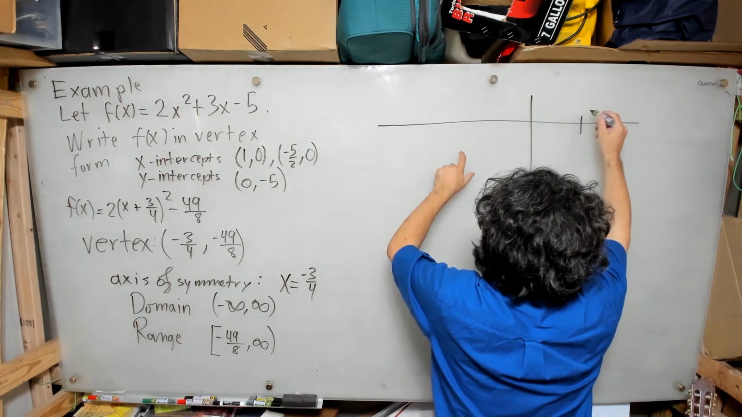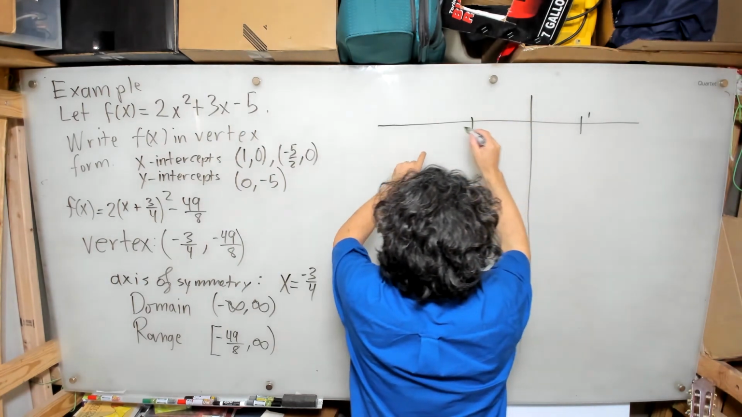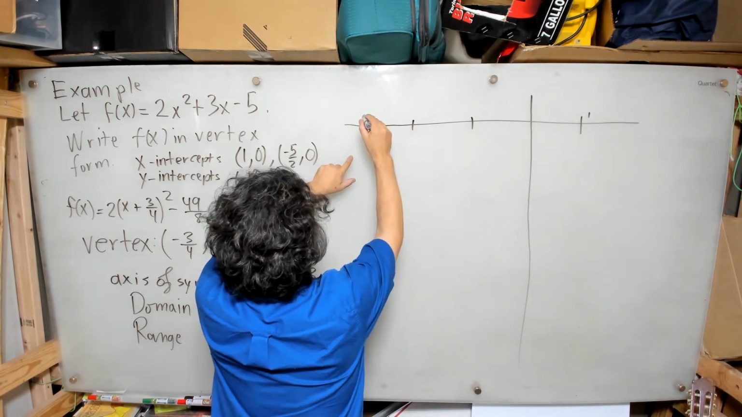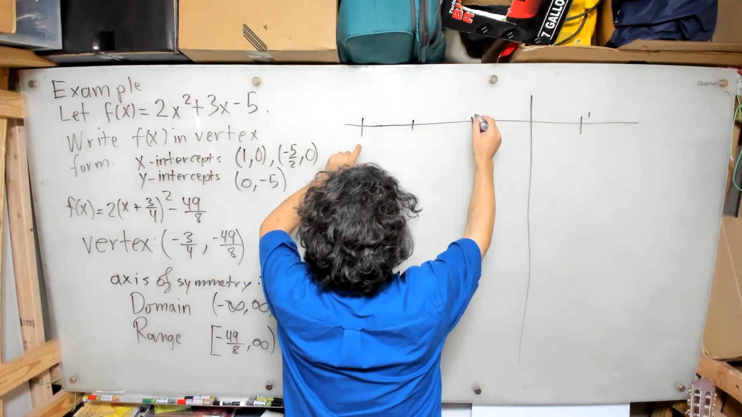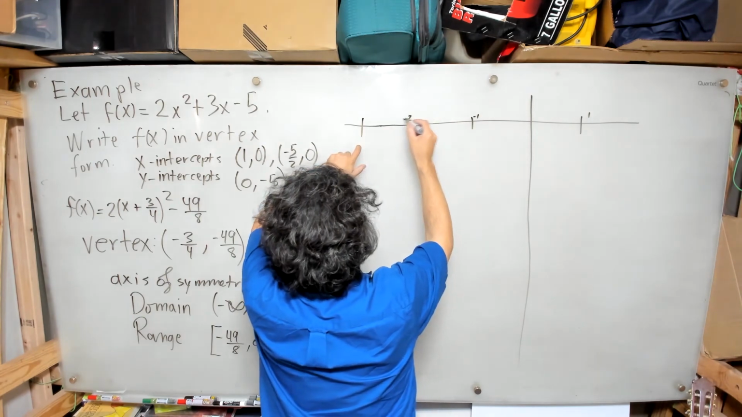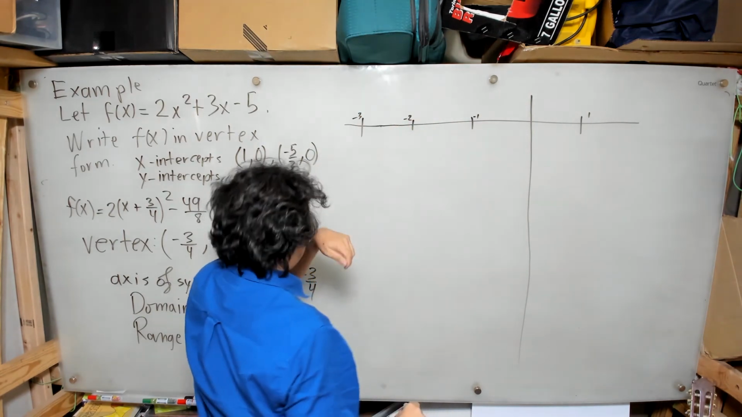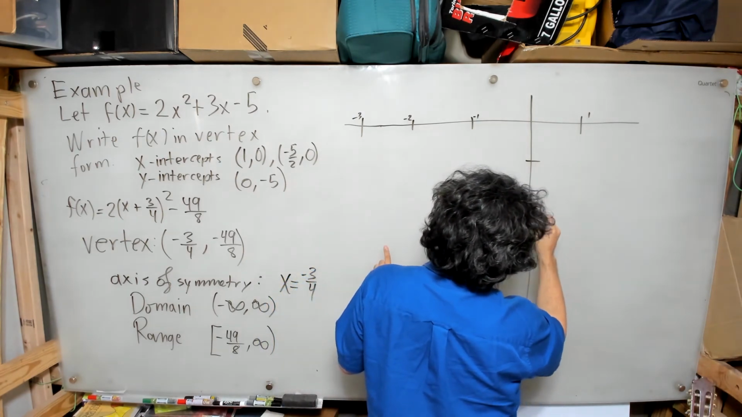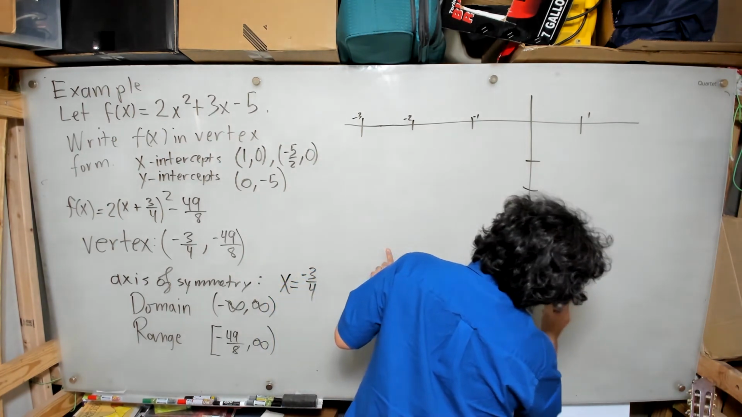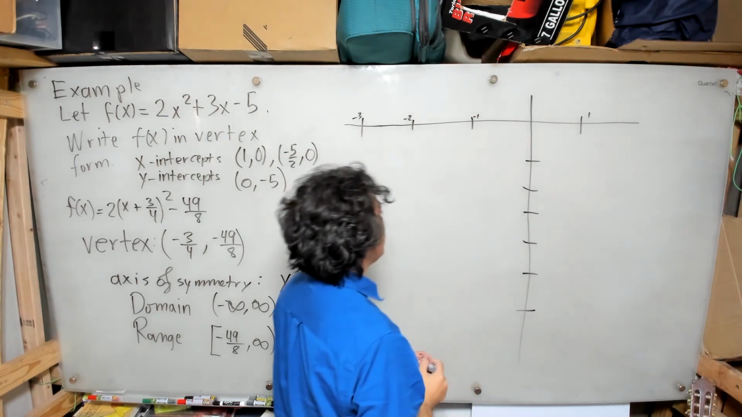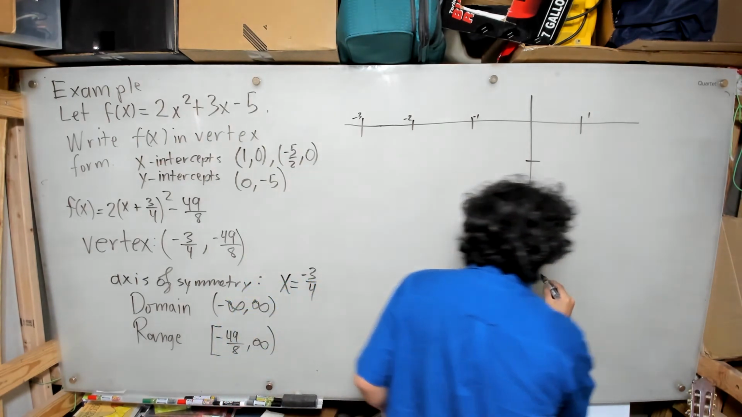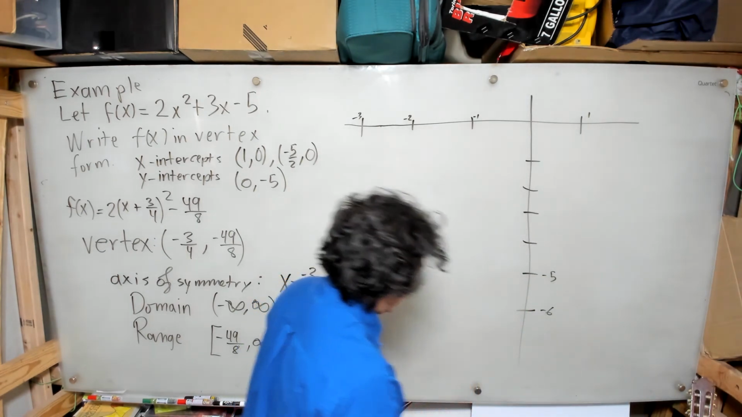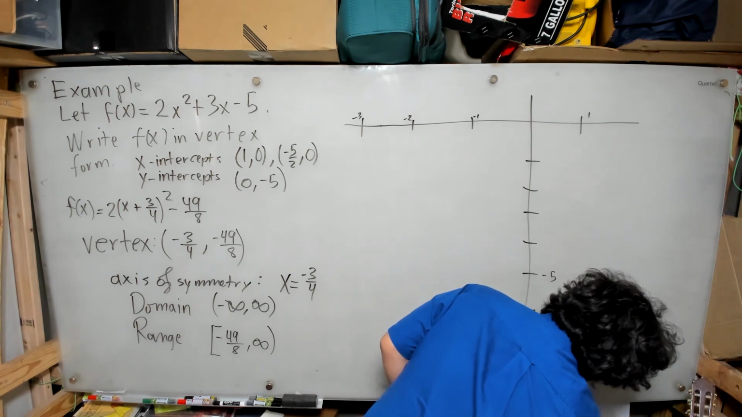This is my 1. That's my 2, 3, negative 1, negative 2, negative 3. 1, 2, 3, 4, 5, 6. Okay, this is negative 5. This is negative 6. And then, let's say, negative 7.